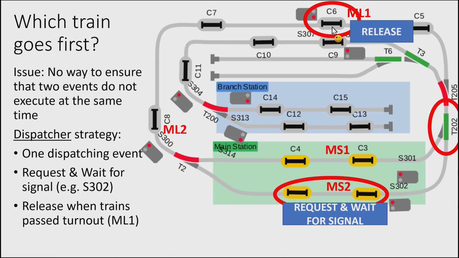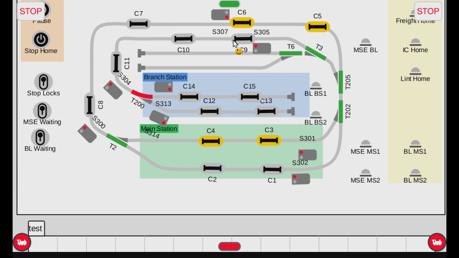Now the trick here is to make the dispatcher. So let's go to the Central Station 3 to see how we do that. So now I'm at the Central Station 3. So what have I added? Well, I've added a couple of lights down here.